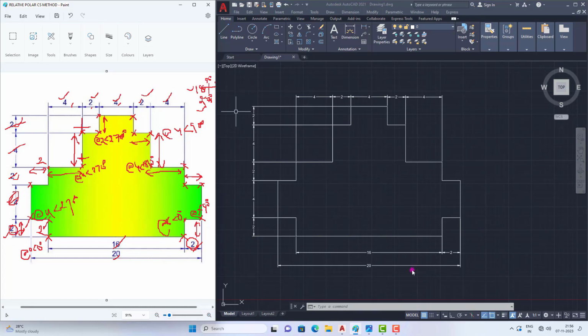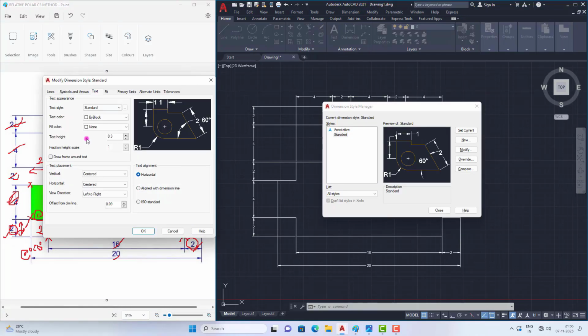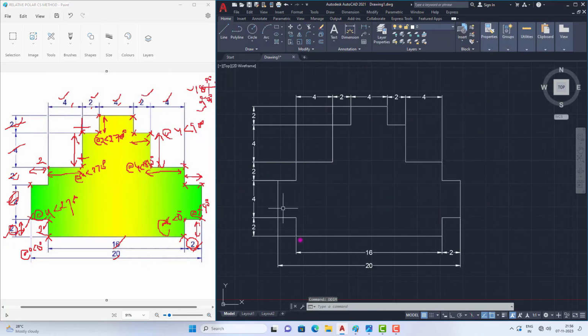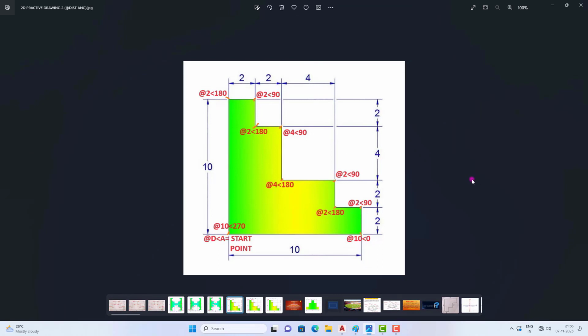And there is a practice drawing for you. So I am changing, so the value is very less. I am changing this, the text size and arrow size, so that it is clearly visible for us. See, all these dimensions we have given perfectly. So the drawing has been completed like this by using the relative polar coordinate system. And similarly, there is a practice drawing for you.